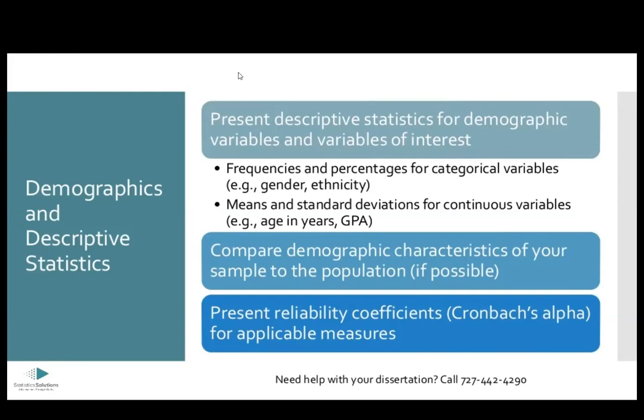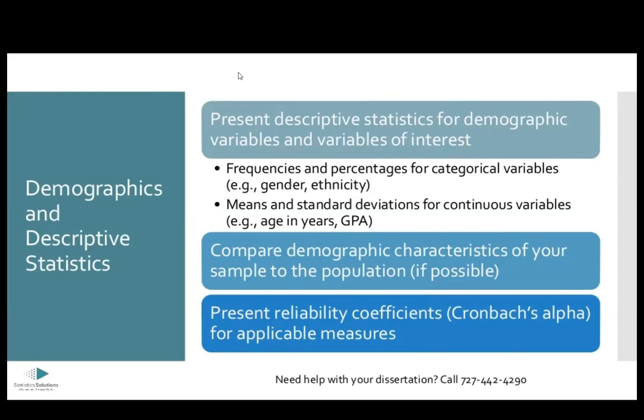You also will want to present the reliability coefficients of the measures that you're using. So typically, if you're using some type of validated instrument, you can find these reliability coefficients in the foundational literature for those instruments.